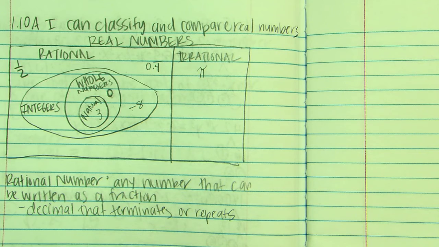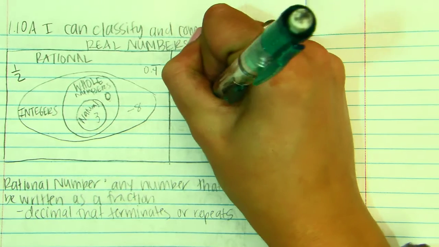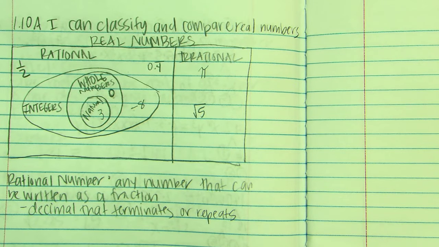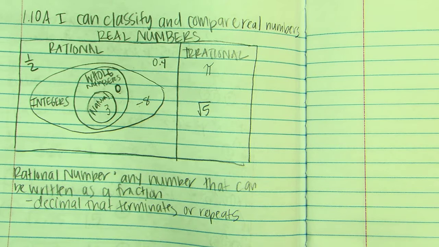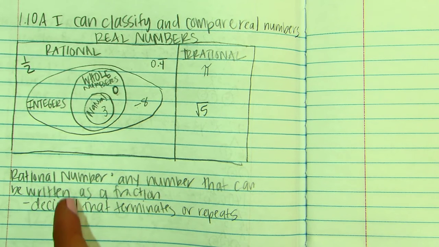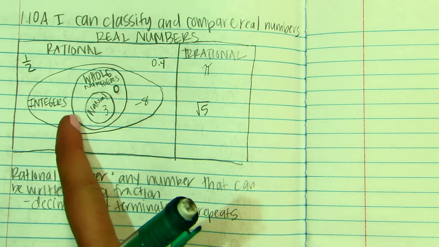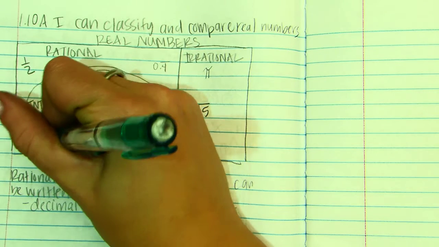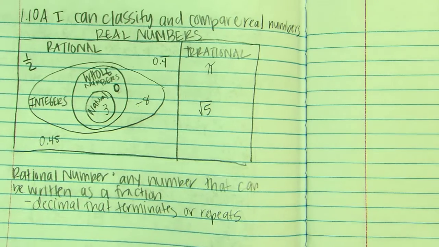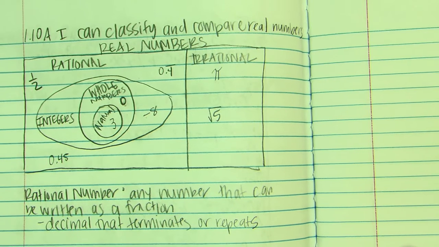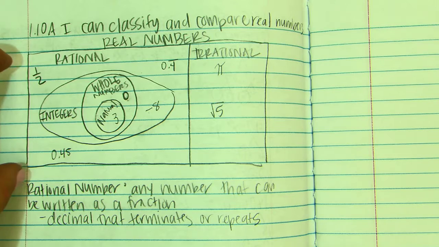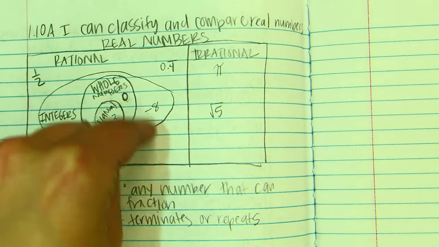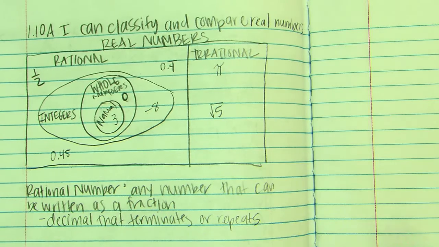What about the square root of 5? The square root of 5 is a decimal that never ends and never repeats, so that's going to be an irrational number. What about 0.45? 0.45 is a decimal that terminates, so it can be written as a fraction, so it's rational. Is it an integer? No, so it's going to stay out here. The main definition that you need to know for this year is a rational number and be able to classify numbers as rational or irrational. So rational means it can be written as a fraction. We have all these subcategories inside. Irrational means it cannot be written as a fraction.